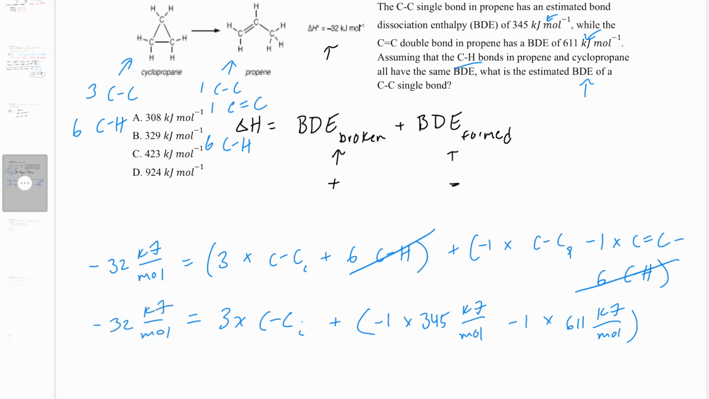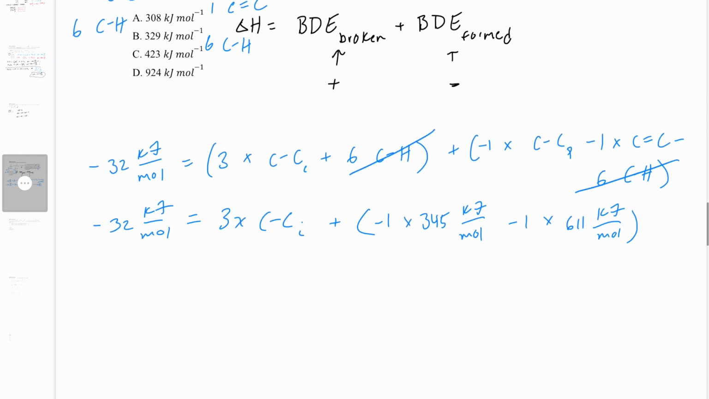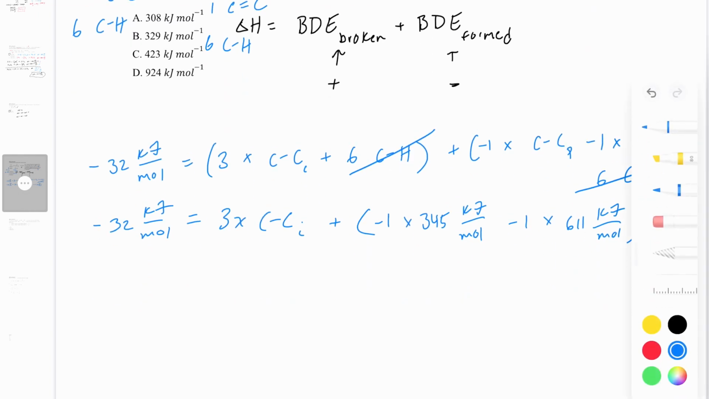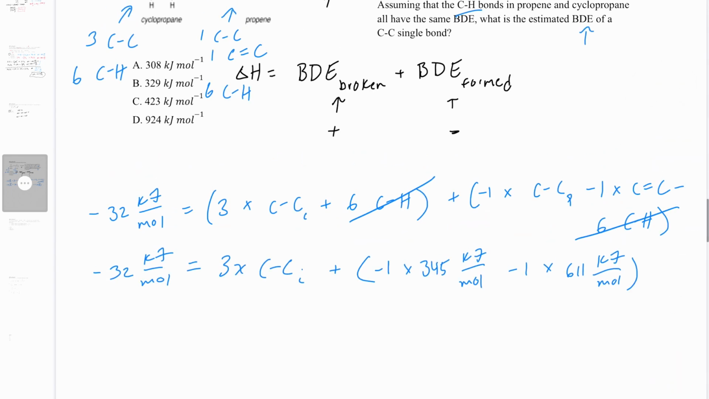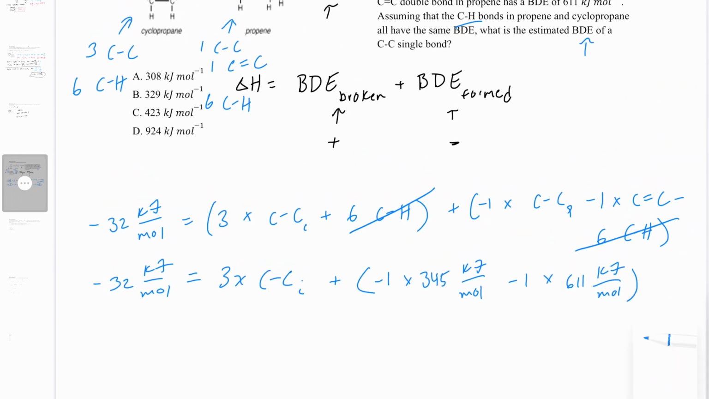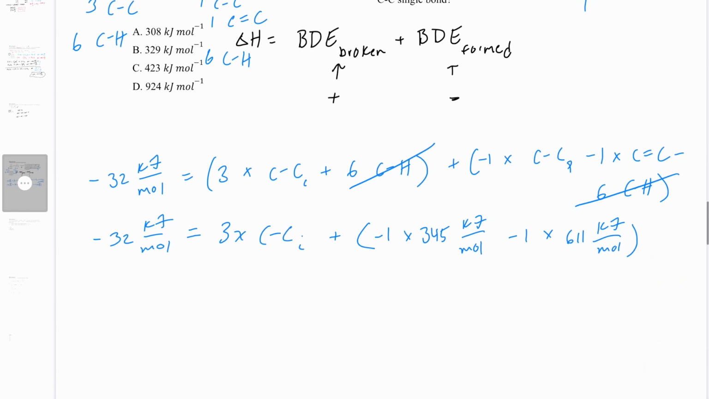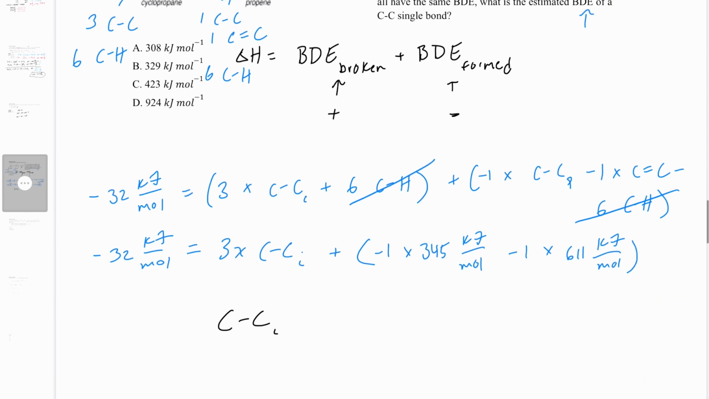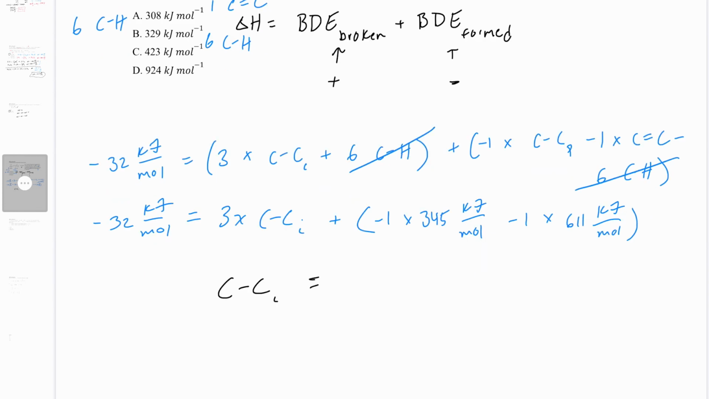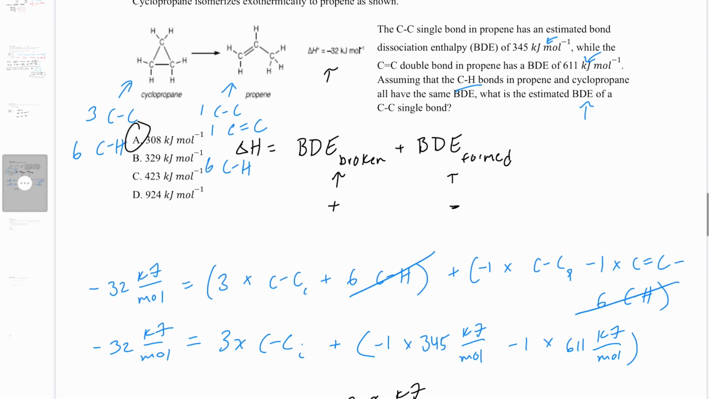And all that there's left to do here is solve for our carbon-carbon bond dissociation enthalpy in our cyclopropane that we have here. So you just do a bit of algebra to find out what that carbon-carbon in cyclopropane is. This number comes out to 308 kilojoules per mole. And if you look at your answer choices, that is answer choice A. So the answer for question 22 is A. Let's go to question 23.